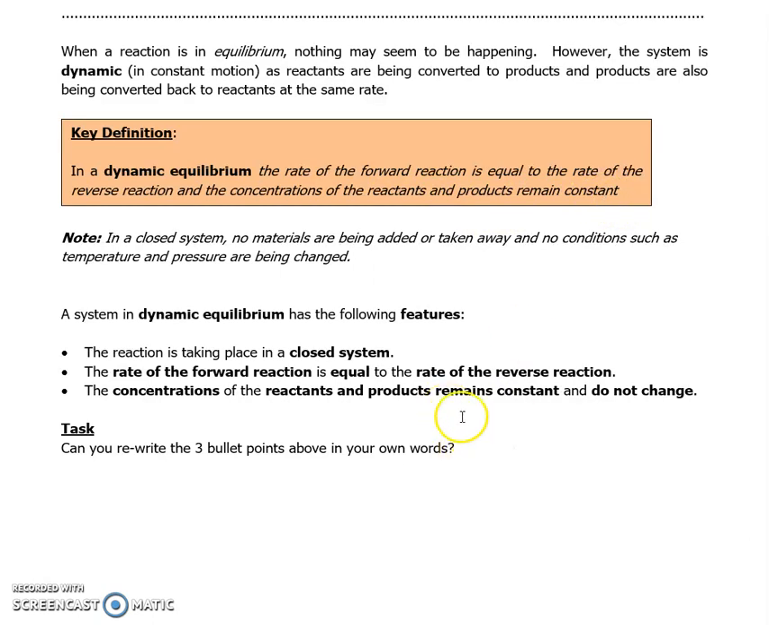Now, for a system to be in a dynamic equilibrium, it has to have the following features. It has to be in a closed system, so you can't have an open beaker where one of your products is a gas and it bubbles off into the atmosphere. The rate of the forward reaction must be equal to the rate of the reverse reaction, and the concentrations of the reactants and products remain constant.